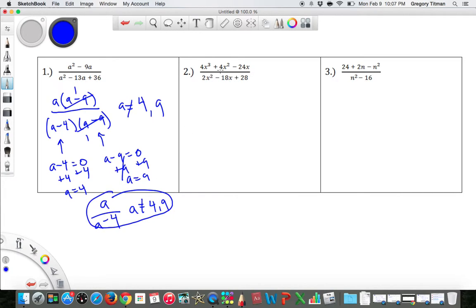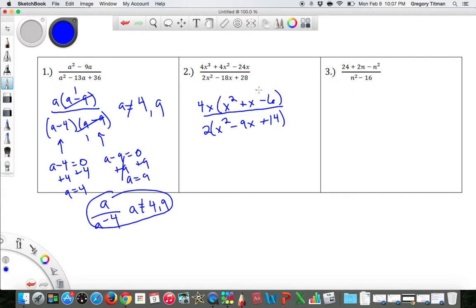Okay, moving on to the next one. First thing I'm going to do to factor my numerator is find a GCF. So there's a GCF of 4x. If I factor out 4x, I'm left with x squared plus x minus 6. In my denominator, I have a GCF of 2, so I'll factor that out. I'm left with x squared minus 9x plus 14.